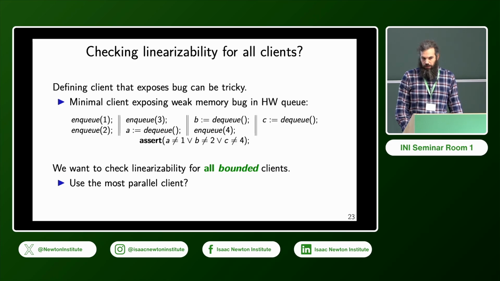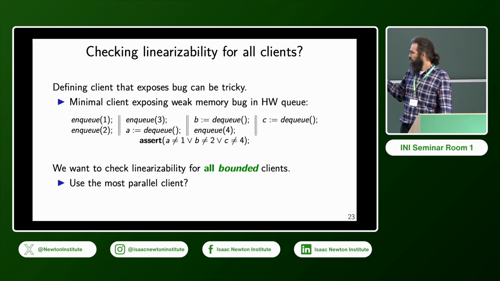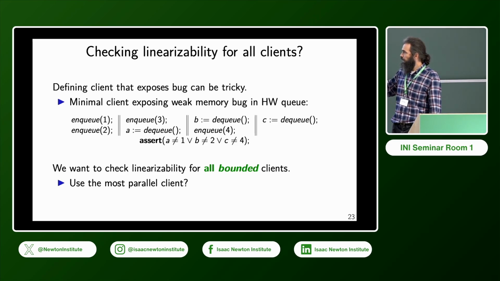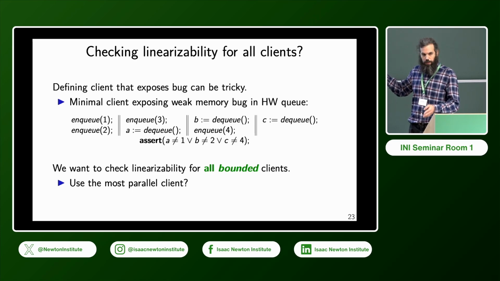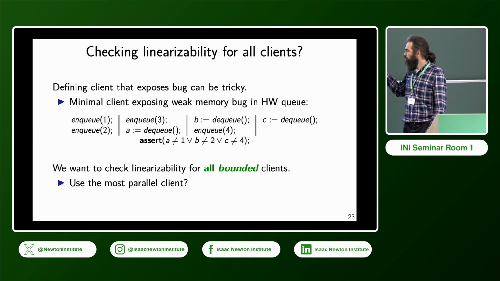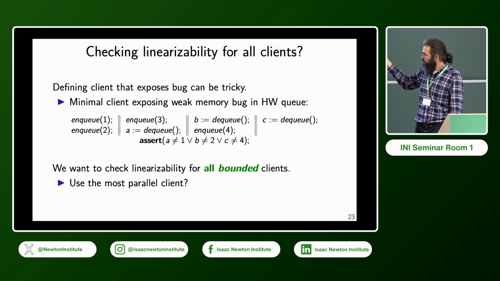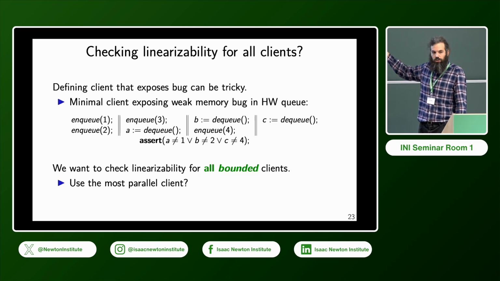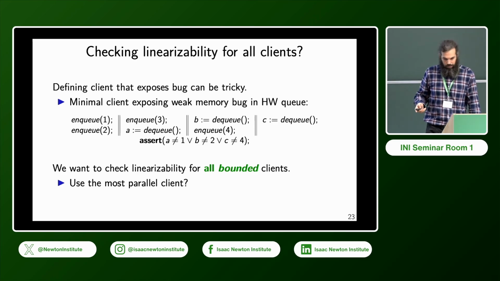Well, the problem is that even without putting the assertion, finding the right client can be difficult. This client here is the minimal client, in terms of number of methods, that exposes a bug in one implementation of the Herlihy-Wing queue that uses release and acquire accesses throughout. Well, this is a specific assertion, but it doesn't matter. The point is, how can we prove correctness for all clients of a bounded size?